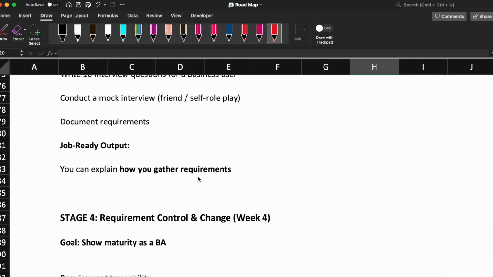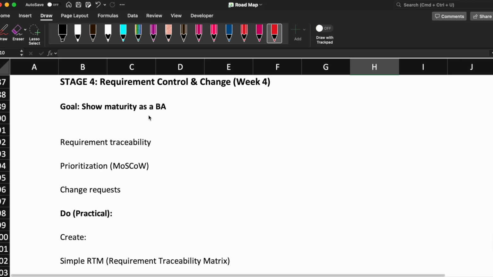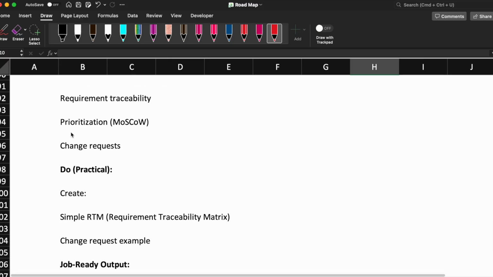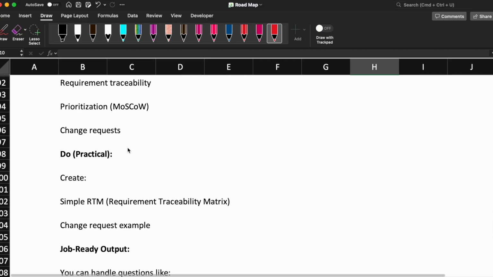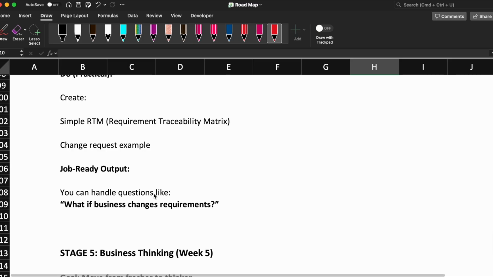Okay. Let's move on to stage number 4, requirement control and change, week 4. Show maturity as a BA. Requirement traceability, prioritization: must have, should have, could have. So this prioritization, how do you prioritize? Change requests. For the practical, you can create a sample RTM, requirement traceability matrix, and change request examples. Job ready output: you can handle questions like, what if the business changes requirements?